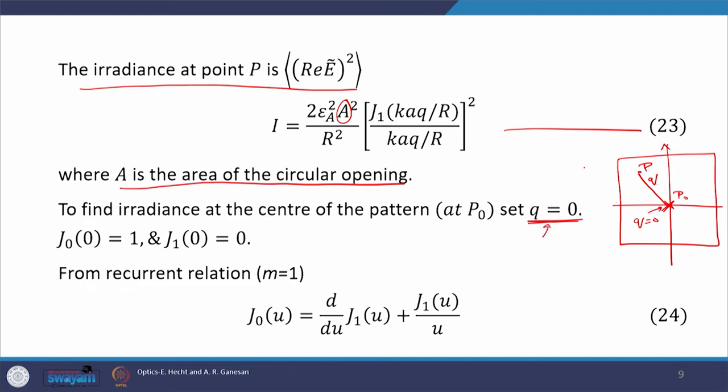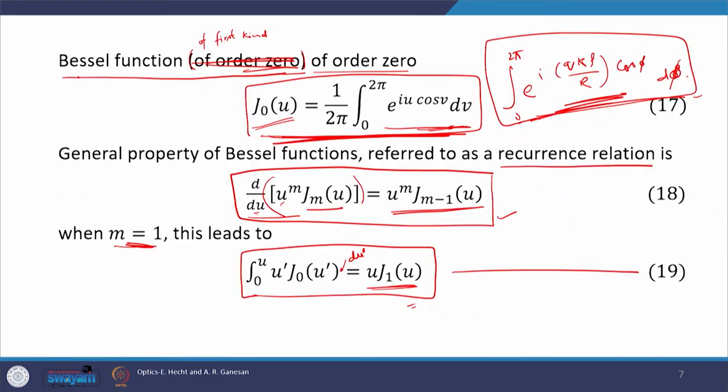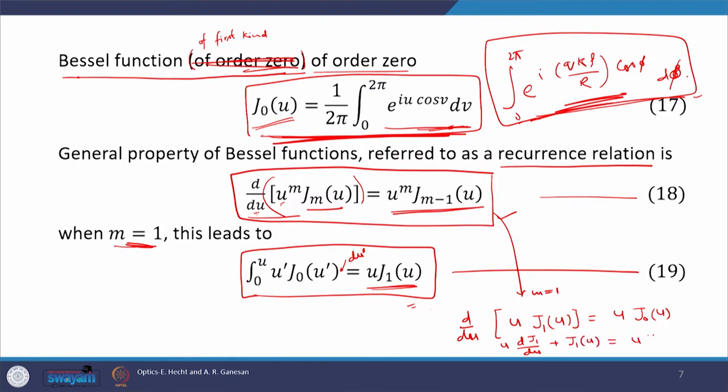Now, if you set q equal to 0 in equation number 23 and also use J0 of 0 equal to 1 and J1 of 0 equal to 0, then from the recurrence relation, this is our recurrence relation, equation number 18. Now let us rewrite the recurrence relation for m equal to 1. It would be d by du of u J1(u) is equal to u J0(u). Now let us differentiate it with respect to u, then you will get u dJ1 by du plus J1 is equal to u J0(u).